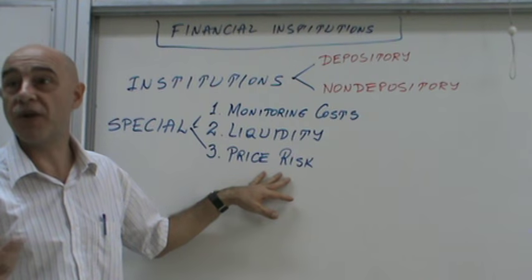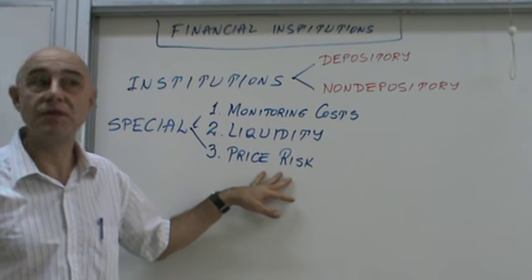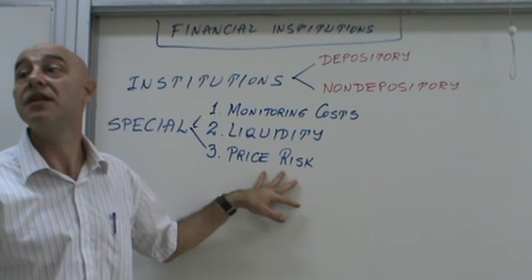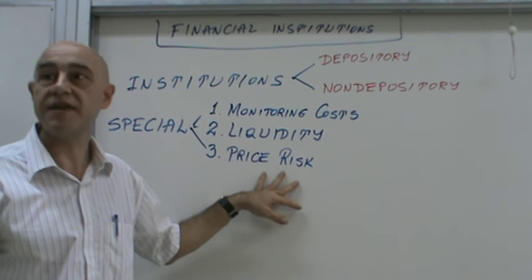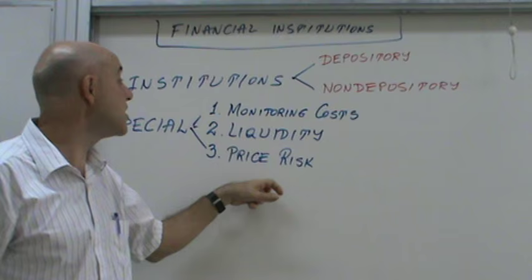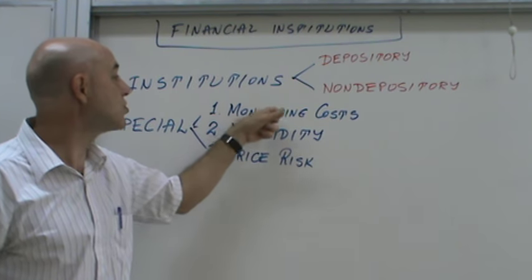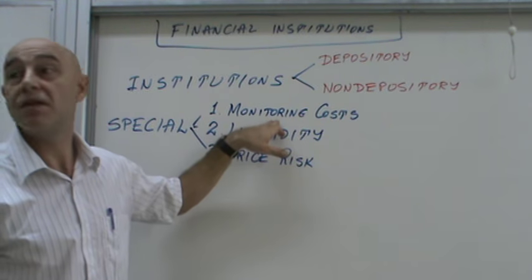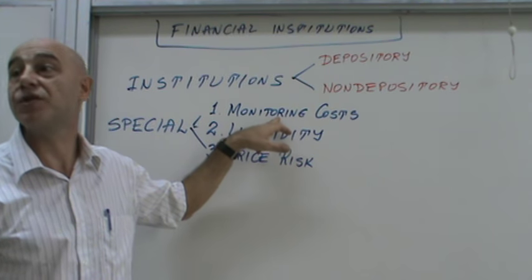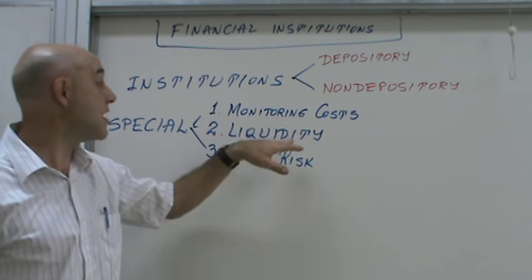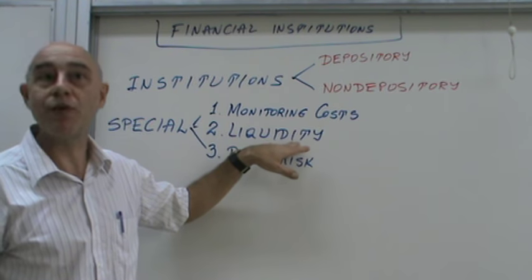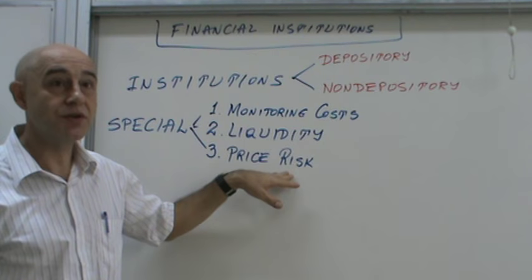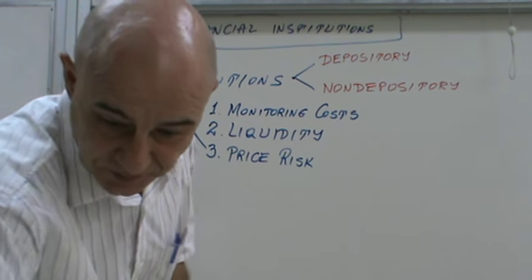Otherwise, if you have a price risk, you might not even put the money in the bank. You might just keep it in the mattress or not invest it at all. So financial institutions usually resolve these three problems. They monitor the borrowers or the issuers of debt. They will give you the money back when you need it, and they'll assume the price risk.